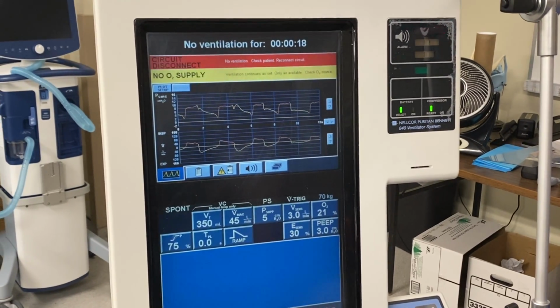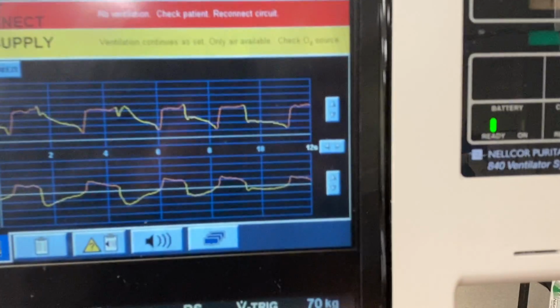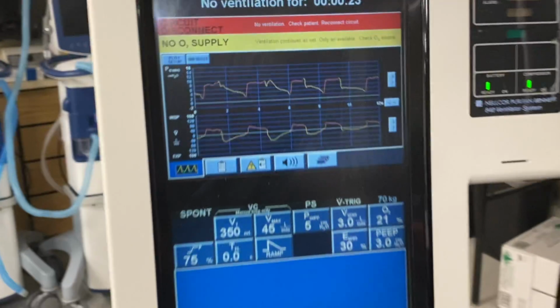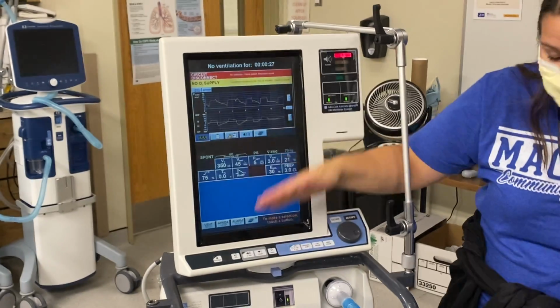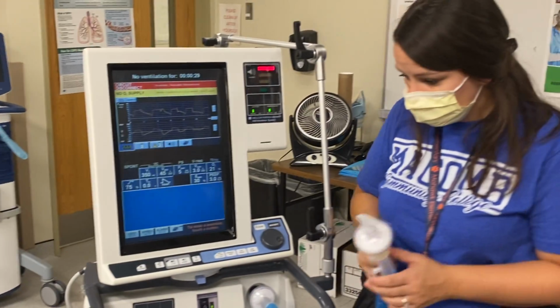So you have to adjust both, right? Always adjust your rise time first. Adjust your e-sense second. And once you have both those set, evaluate your tidal volume and then set your alarms, okay?